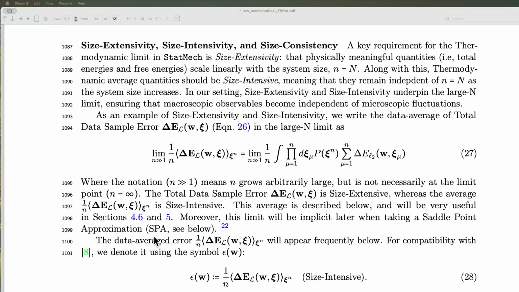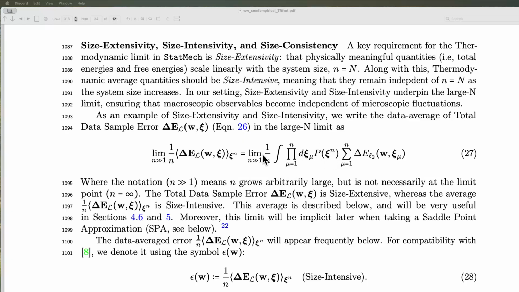So an example of being size extensive. We write the data average of the total data sample error. Recall last time we had this data sample error, which is basically the error that the model will make on any given sample. Psi mu is some Gaussian random variable, and we look at the error that we think we're going to get based on the weights, and we sum that up for all psi mu examples, and integrate over psi mu, where the notation product mu equals 1 to n d psi mu p of psi to the n represents a multivariate Gaussian distribution.